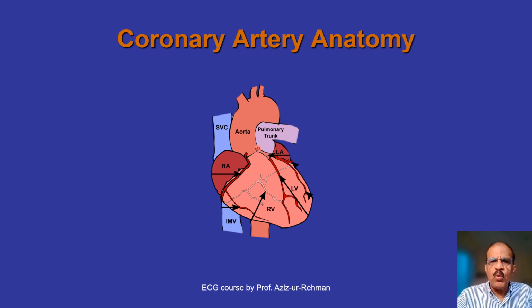Then we have another one going back through the sulcus between the left atrium and left ventricle, and this is called the left circumflex artery. And on the right side we have the right coronary artery. That arises again from the aorta, passes through the sulcus between the right atrium and right ventricle. Branches are given to the right atrium, right ventricle, and then it turns around and provides the posterior surface and the inferior surface of the heart. This is shown in slightly more detail in the next slide.